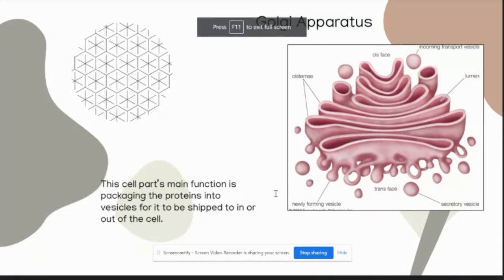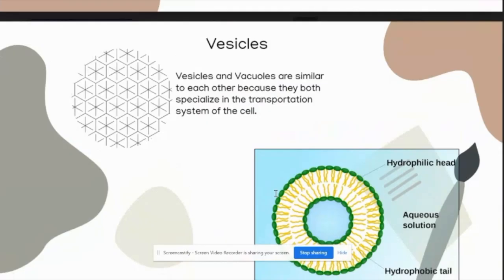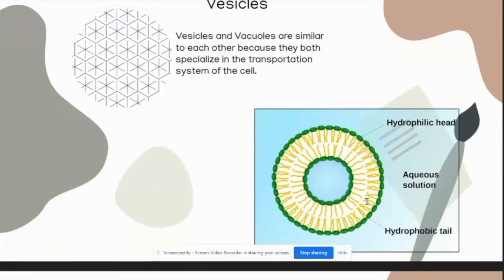The Golgi apparatus's main function is packaging proteins into vesicles for it to be shipped in or out of the cell. The ribosome's main function is to engage in protein synthesis, otherwise known as the making of proteins. So basically, vesicles and vacuoles are similar to each other because they both specialize in the transportation system of the cell. So this is an image of a vesicle.